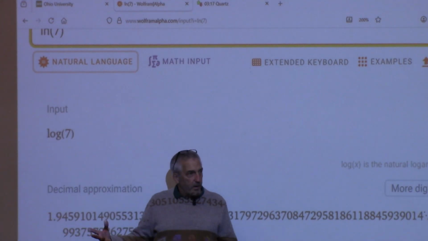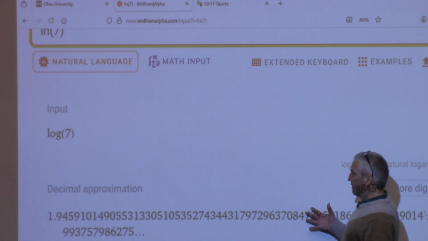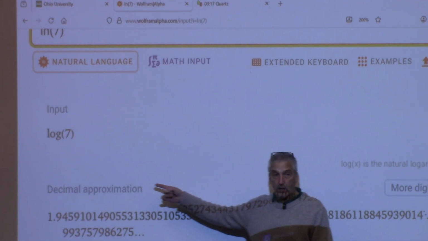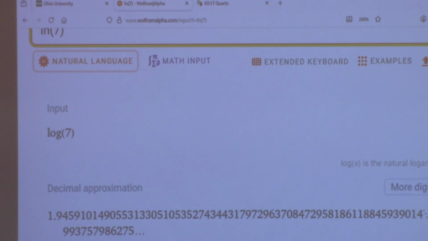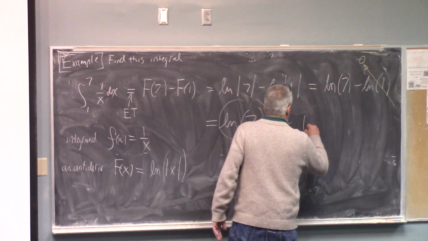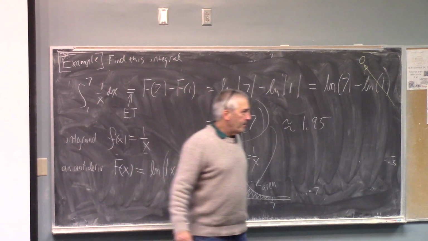Now, 1.95 is just an approximation. But this is an approximation as well. I mean, look at that. That's like 50 decimal places, and it's still an approximation. The only way to write this number exactly is this. This is the exact value. So this is roughly 1.95. I love that example.